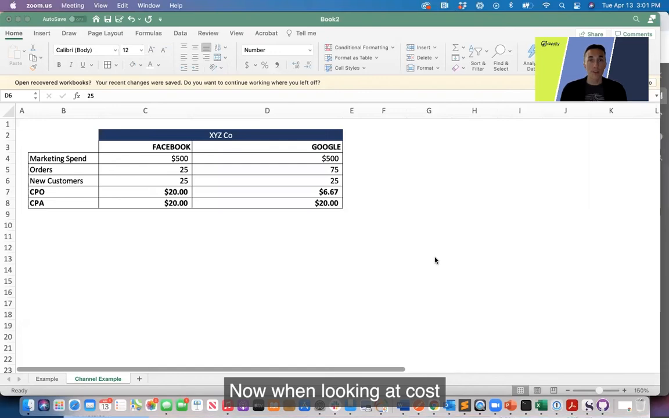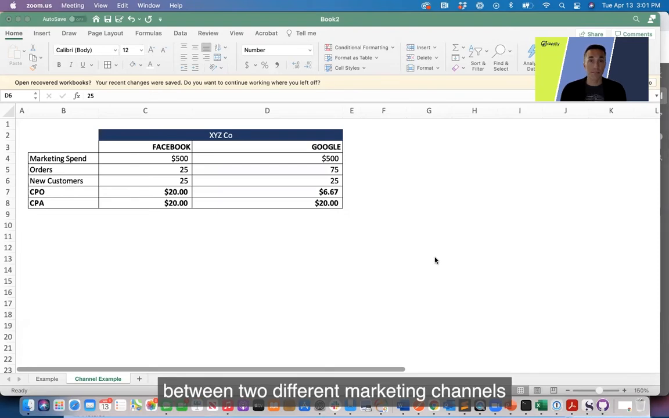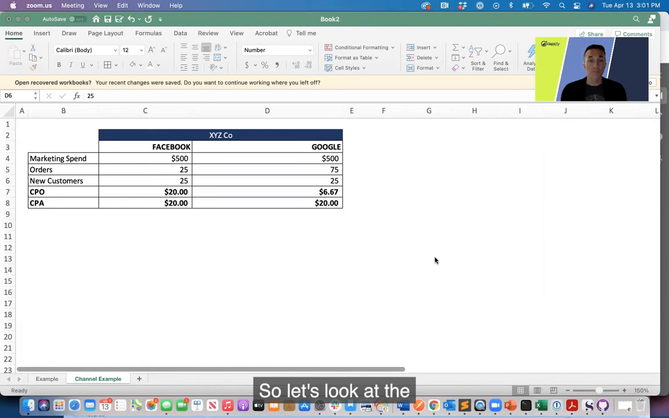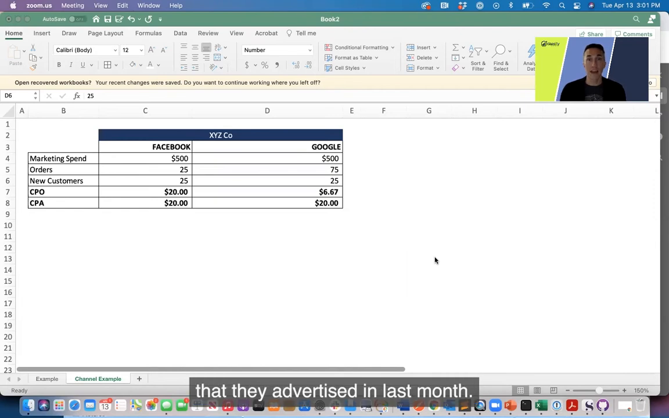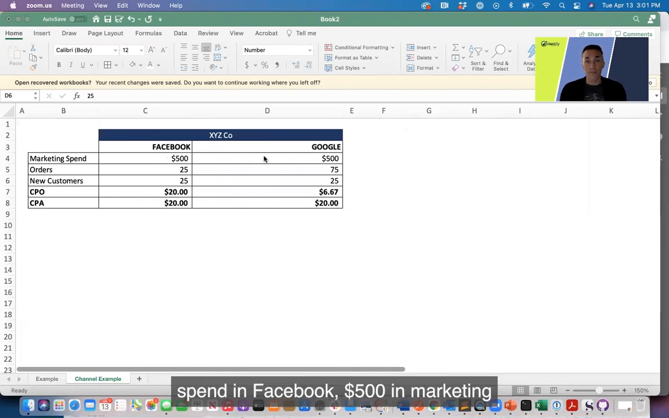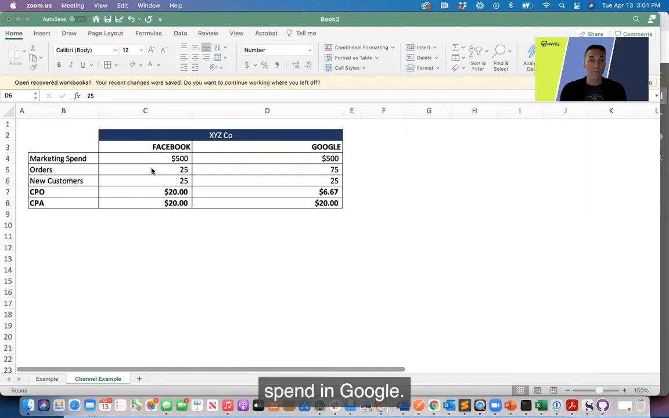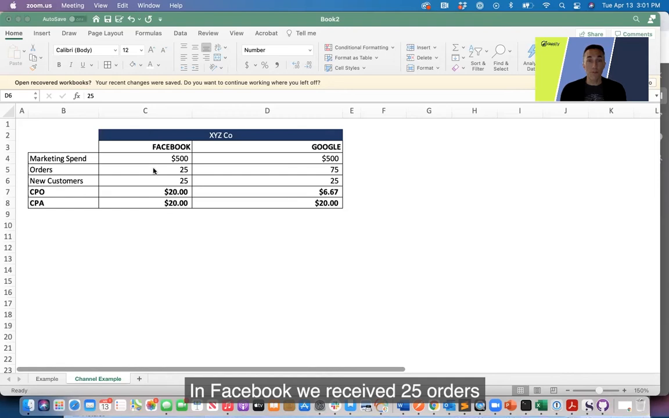Now, when looking at cost per order and cost of acquisition, typically a company will use these to compare efficiencies between two different marketing channels or multiple different marketing channels. So let's look at the same example for XYZ Co. This is the exact same numbers, but we've now split them out between the two channels that they advertised in last month, Facebook and Google. So $500 in marketing spend in Facebook, $500 in marketing spend in Google. In Facebook, we received 25 orders, and in Google, we received 75 orders.